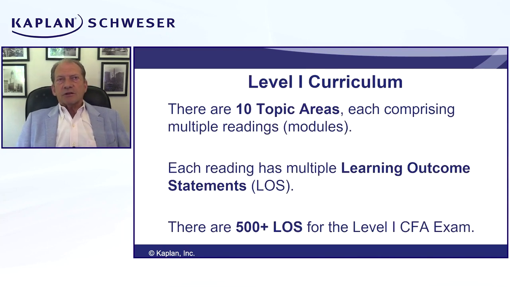So let's talk about the curriculum first off. We've got 10 topic areas, and I'll tell you what those topic areas are shortly. And each topic area comprises multiple readings or modules. The CFA curriculum is transitioning from readings, which were like book chapters, into modules, which are like book chapters cut up into pieces, but essentially the same thing. They have a title and they have some learning outcome statements. These learning outcome statements are LOS. I'll give you an example in just a second.